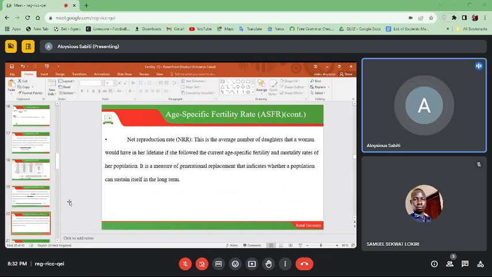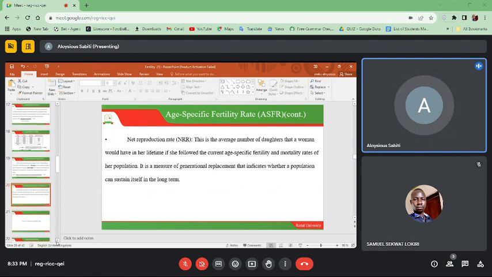Another measure is what we talk about as the net reproductive rate, and this is the average number of daughters a woman would have in her lifetime if she followed the current age-specific fertility and mortality rates of her population. It is a measure of generational replacement that indicates whether a population can sustain itself in the long run.